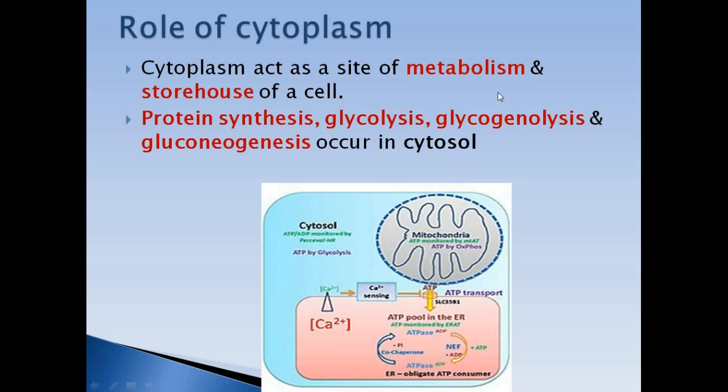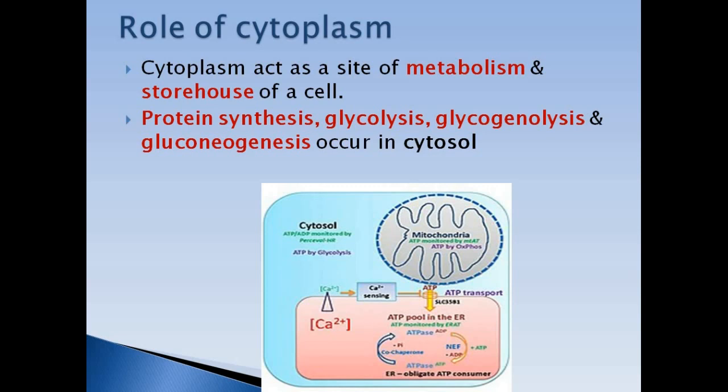Glycogenolysis means glycogen breakdown. Glycogen is a complex molecule made up of many glucose molecules. It is an energy storage molecule. So whenever energy is required, glycogen is broken down to release energy. And gluconeogenesis means the formation of new glucose molecules from proteins, fatty acids, or from any other source.